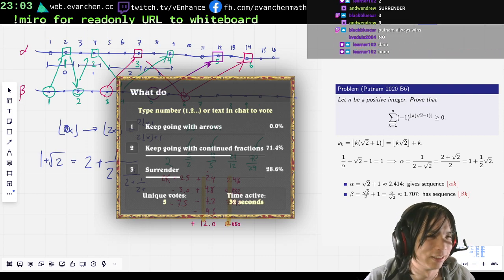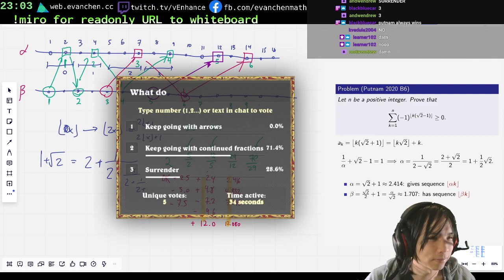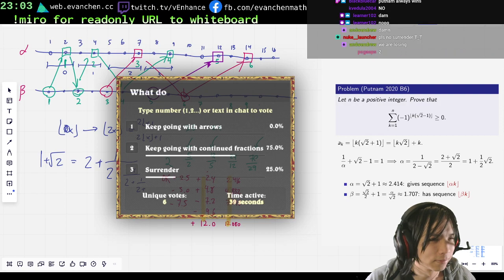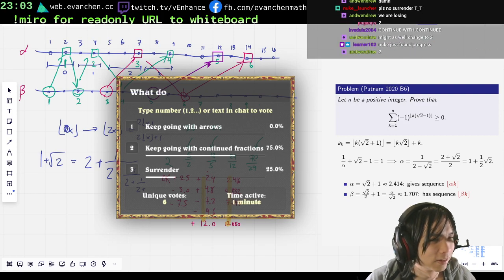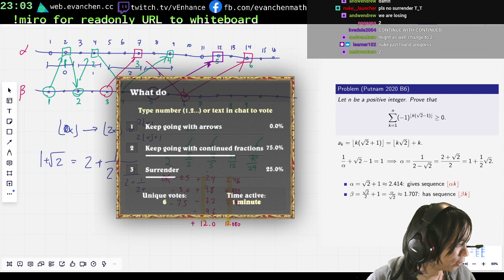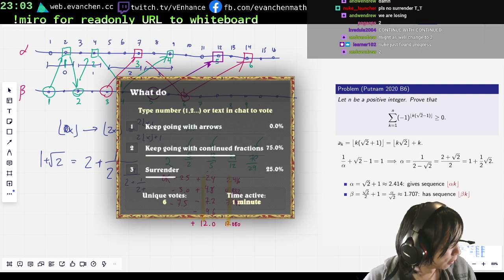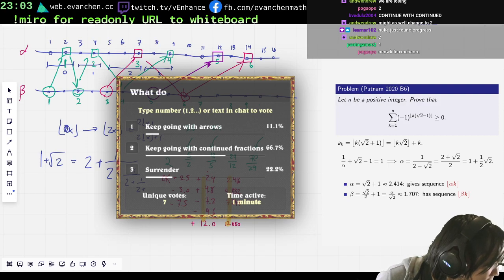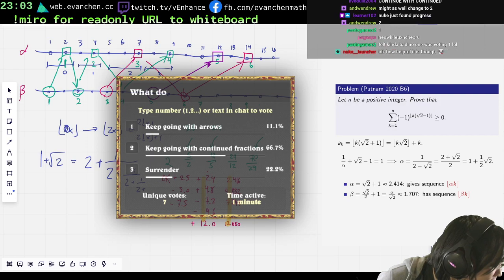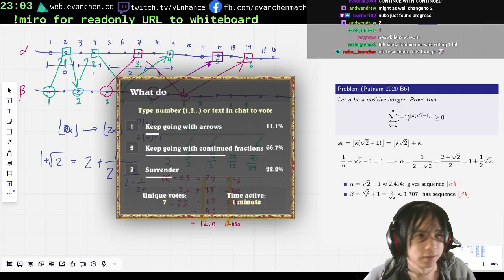No one wants to follow the arrows idea. Nuke just found progress. Wait, did I miss something from Nuke? What did Nuke say? Square root 2k and square root 2 and their average is the sequence we want. Oh, sorry, I didn't say that. Okay, let's see what this is.